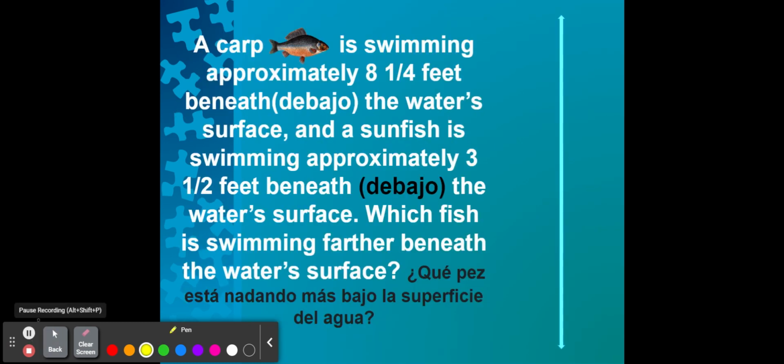Our next one. A carp is swimming approximately 8 1/4 feet beneath, that means below 0, the water's surface, and a sunfish is swimming approximately 3.5 feet beneath the water's surface. Which fish is swimming farther beneath the water's surface? In other words, which fish is deeper?